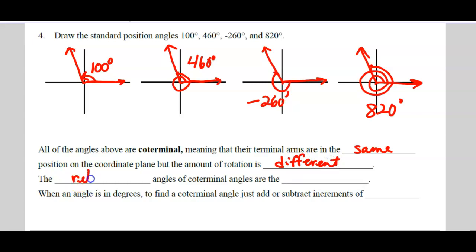The reference angles of coterminal angles are the same. Okay? So here, the initial was 100. That reference angle then would be 80. So this here would be 80. This would be 80. This would be 80, even though they're different sized angles. When an angle is in degrees, to find a coterminal angle, just add or subtract increments of a complete rotation, 360 degrees.